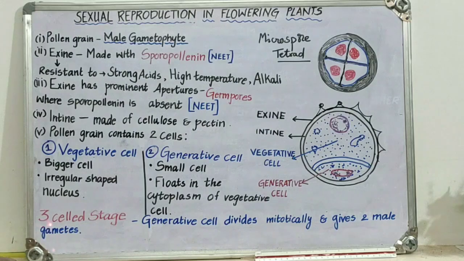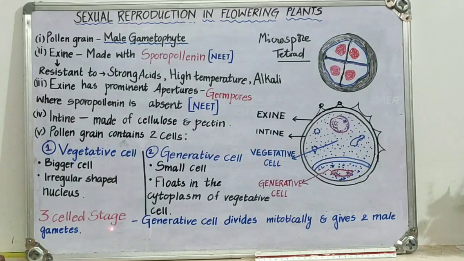Now next let us come to the three-celled stage. Three-celled stage means the generative cell divides mitotically and gives two male gametes. Here I mentioned very clearly the three-celled stage. Already I told you the two-celled stage. Now I am telling the three-celled stage. What is a two-celled stage? The two-celled stage means the pollen grain comprises a large vegetative cell and a small generative cell. That condition tells that it is in the two-celled condition.